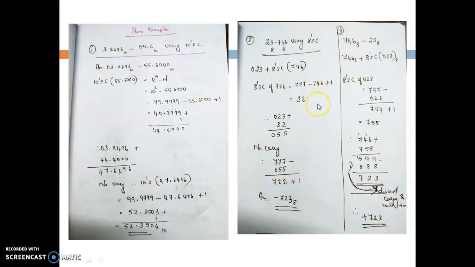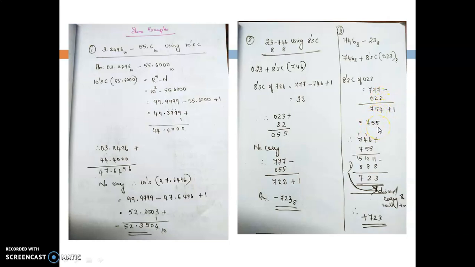Similarly, I am just taking the reverse of this, that is, subtracting a smaller number from a bigger number: 746 to the base 8 minus 23 to the base 8. So 746 plus 8's complement of 023, because 746 consists of 3 digits, so I am making 23 as 3 digits. So it is 023. 8's complement of 023 is 777 minus 023, 754, plus 1, that is 755.